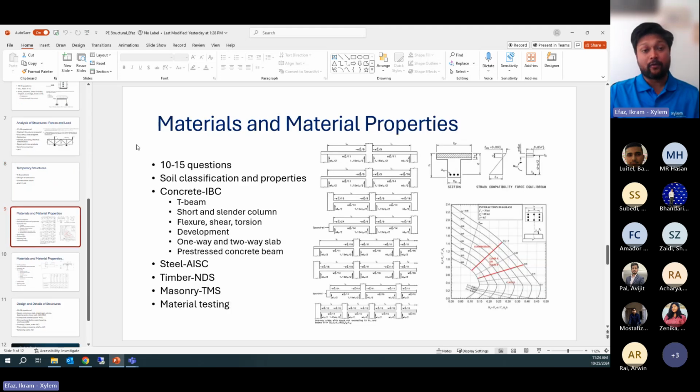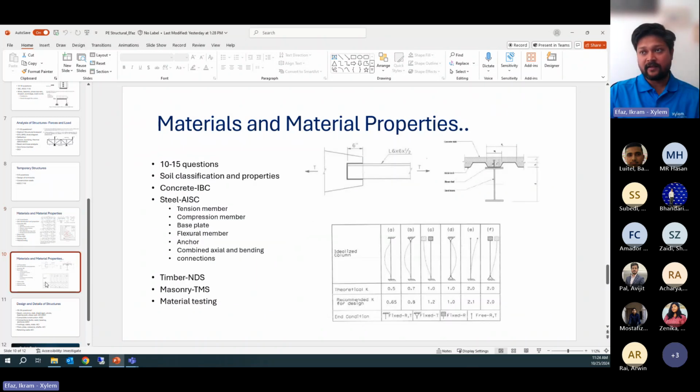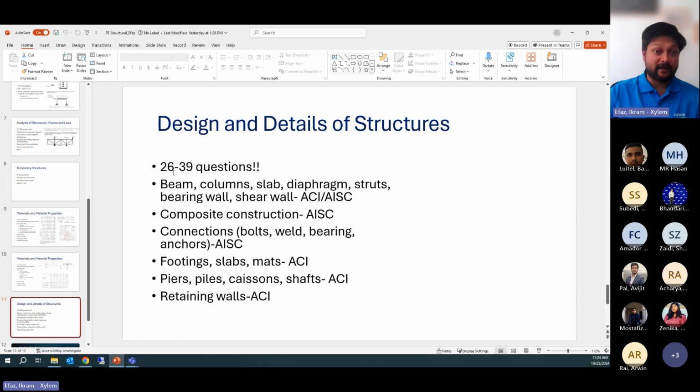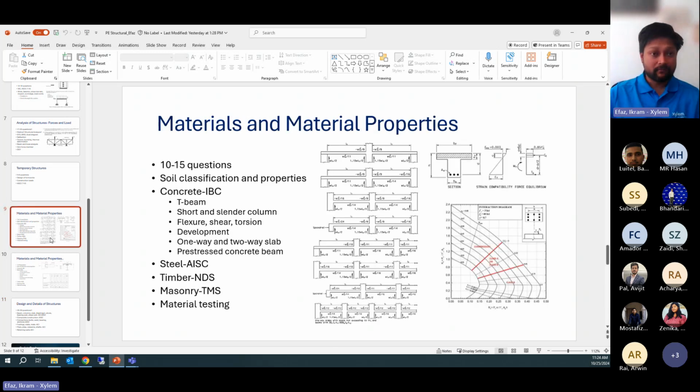The next two sections are very important, because this section has around 10 to 15 questions, and the next section has around 26 to 39 questions. So around 40 to 50 questions will come from these two sections. And these two sections are almost the same. So in the first section, there will be 10 to 15 questions.